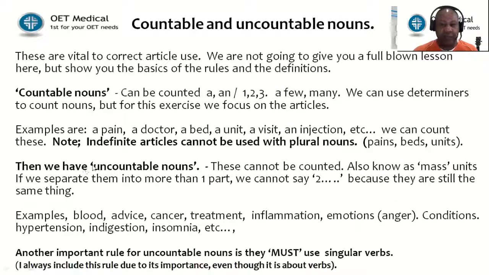Then we have uncountable nouns. These cannot be counted. We also know these as what we call mass units, which means if we separate them into one or more parts, they stay the same because they're still the same thing. Examples: blood, advice, cancer, treatment. Treatment can be countable and uncountable. You will see it in the document provided with this video.